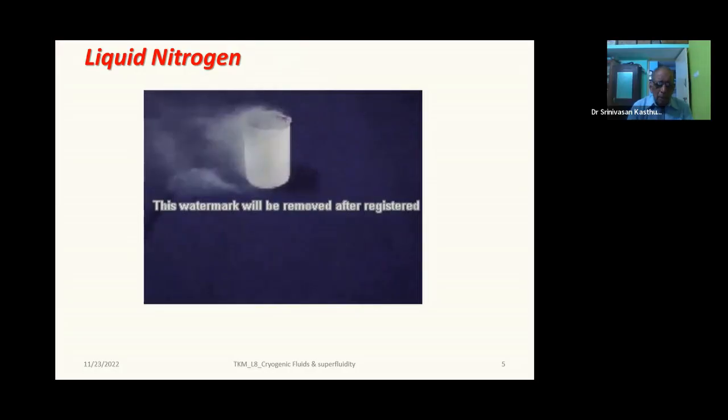You see the liquid nitrogen boiling very rapidly. And then you see the glass container surrounding it is fully white. That white is because of the carbon dioxide and water vapor deposition on the surface. Okay, let's go to the next one.